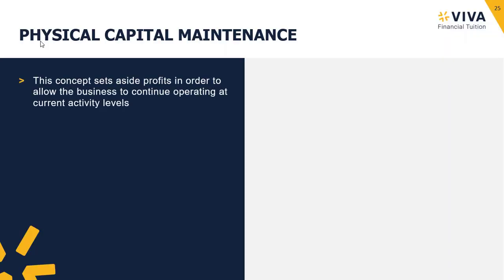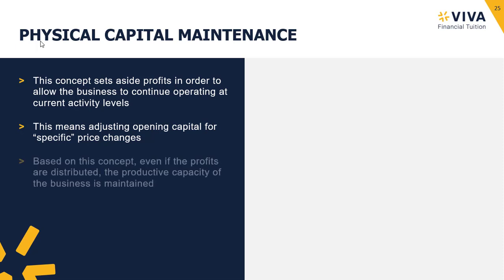Physical capital maintenance sets aside profits to allow the business to continue operating at its current activity levels, which still means that we're going to end up potentially adjusting opening capital for specific price changes. Based on this concept, even if the profits are distributed, the productive capacity of the business is maintained.